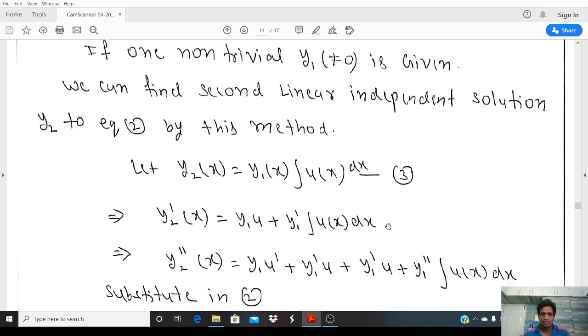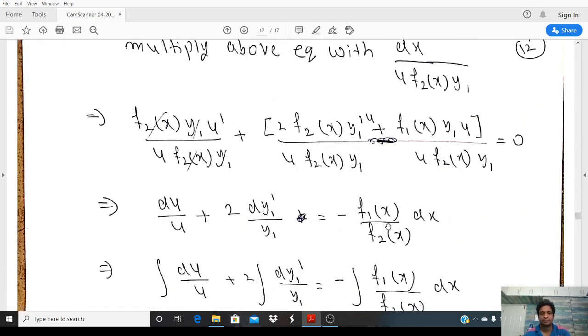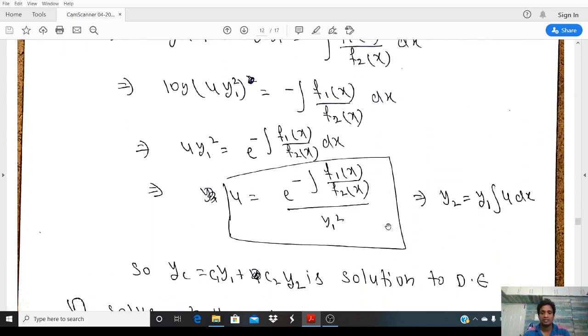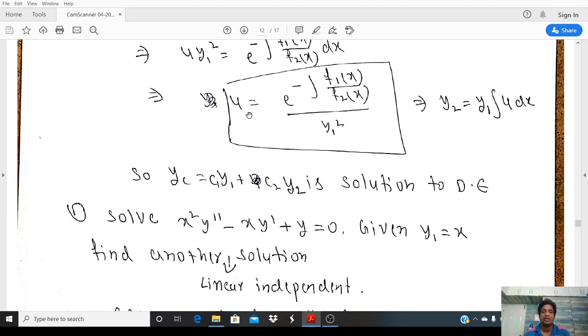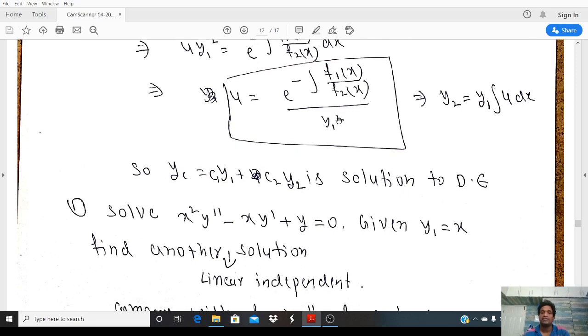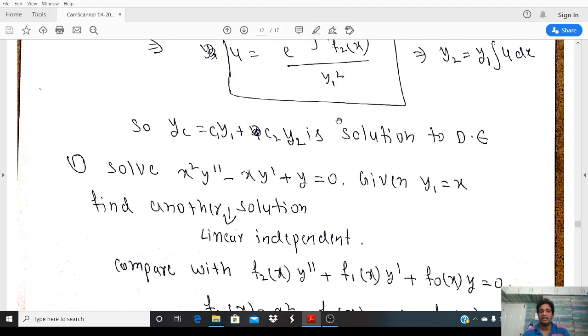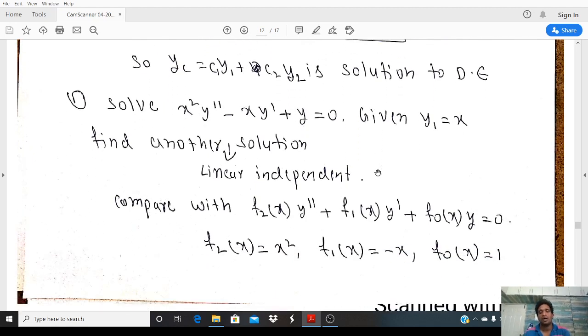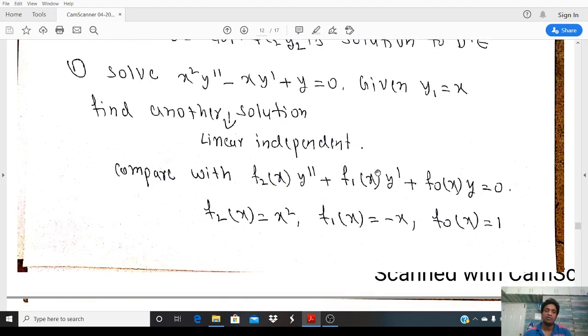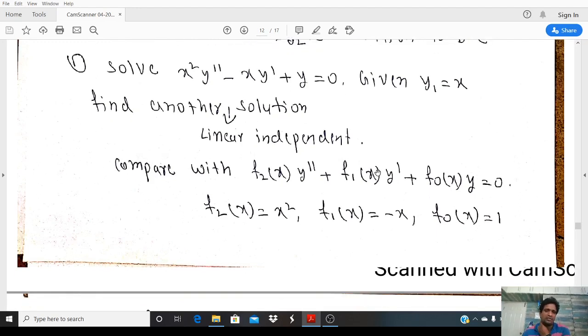Then we find u of x. In the last class we derived the formula for u of x. What is it? U is equal to e to the power minus integral of f1 of x by f2 of x, divided by y1 squared. Y1 is the solution which is given, and f1 and f2 are the coefficients of y dash and y double dash in the differential equation. Based on this formula, today we are going to solve some more problems. If time permits, we will also discuss the Cauchy-Euler equations.